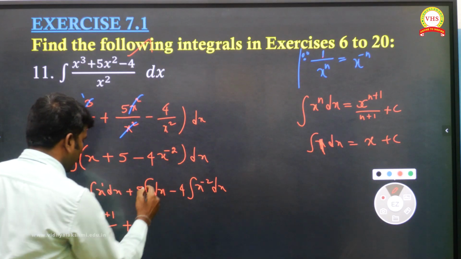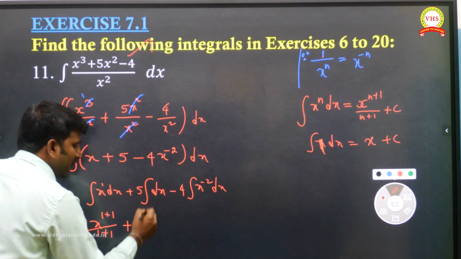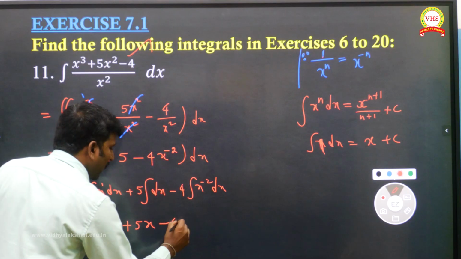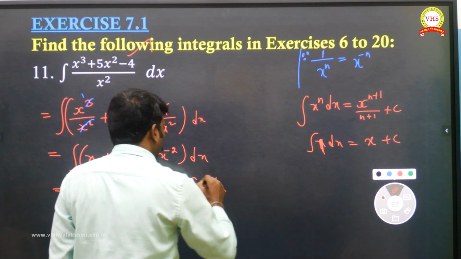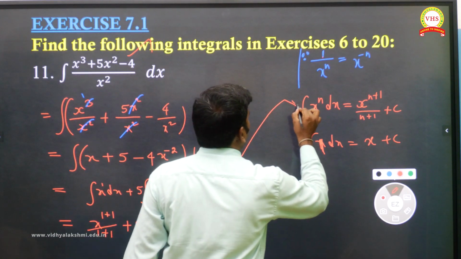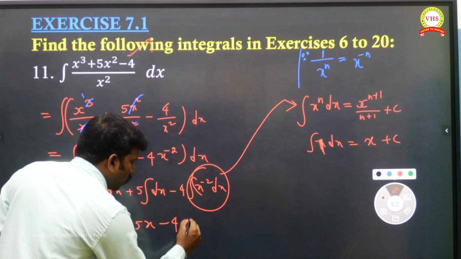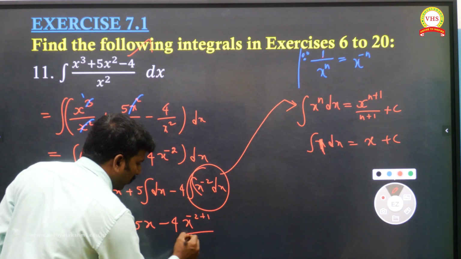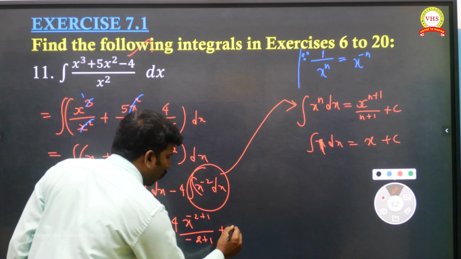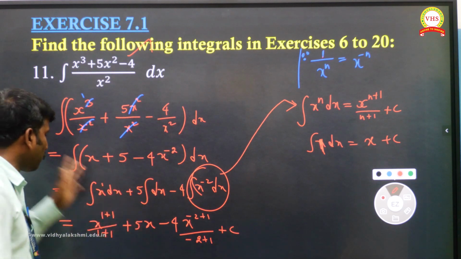Okay, 1 means nothing, there is a 5 here. So the integral of 5 dx will be 5x, minus 4 into the integral of x power minus 2. For this also I will be using the x power n formula, which means instead of n we have minus 2. So x power minus 2 plus 1 divided by minus 2 plus 1, overall plus c. If you simplify it, it will be over.